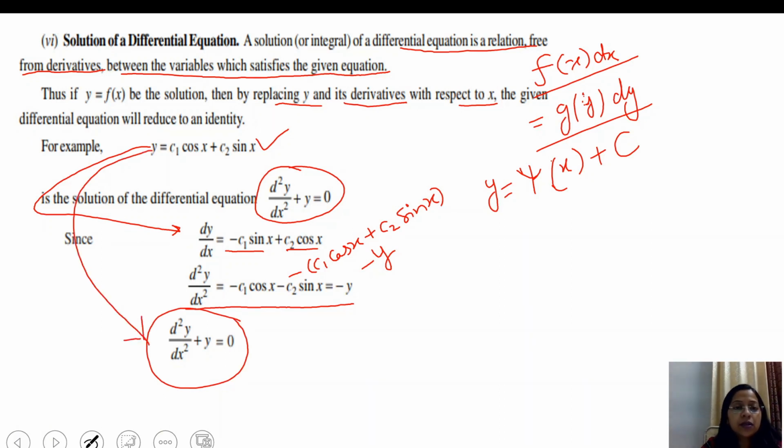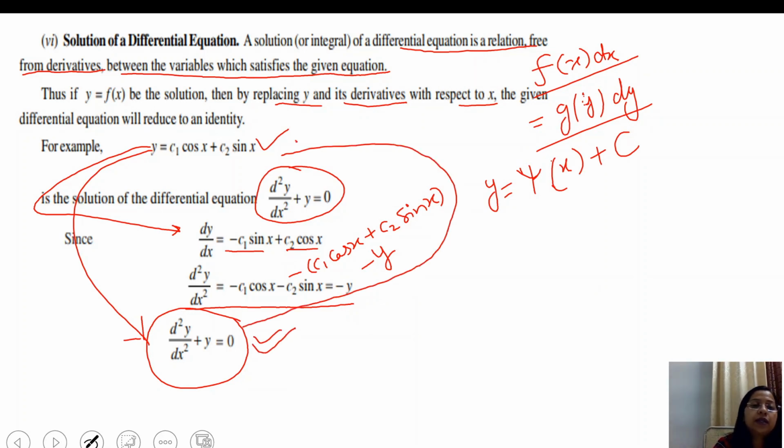Right? So this is vice versa. We need to find the solution of this differential equation, which definitely is going to be this result, which we will learn in the further slides. Right? So in this way we can understand what is actually the solution of a differential equation. I hope this would be clear to you.